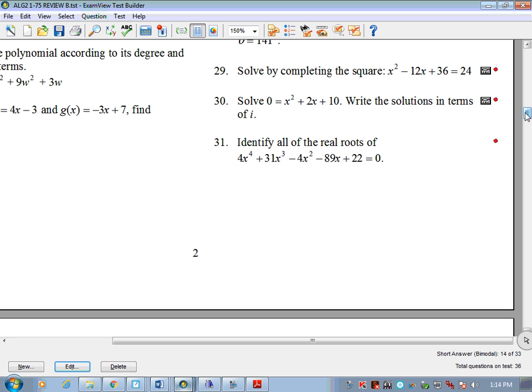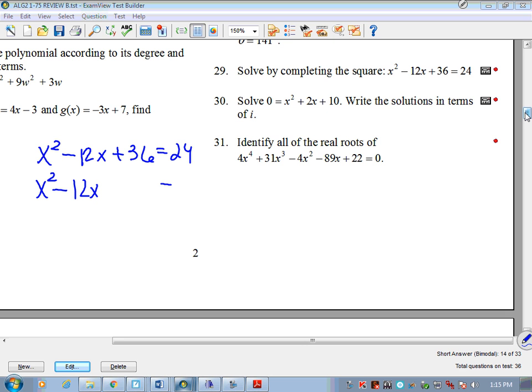All right, number 29. Solve by completing the square. I don't know if you guys remember how to complete the square or not, so I'm going to try to help you out here. X squared minus 12x plus 36 equals 24. In completing the square, I'm going to get all of this over to the right-hand side first. So I'm actually going to subtract 36. X squared minus 12x. What do I get over there?